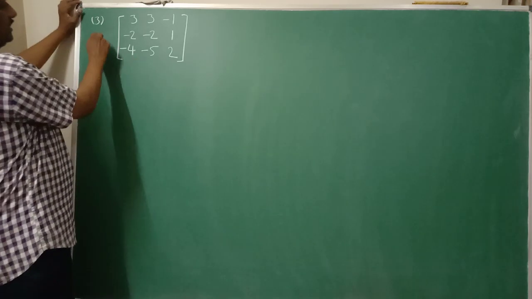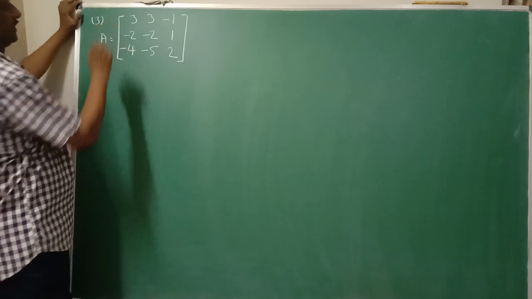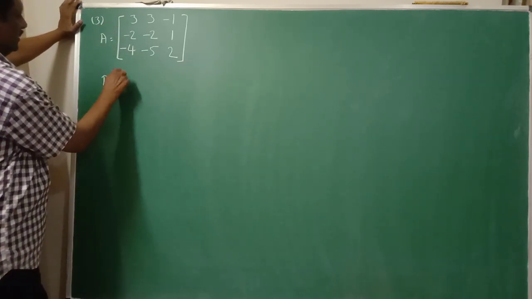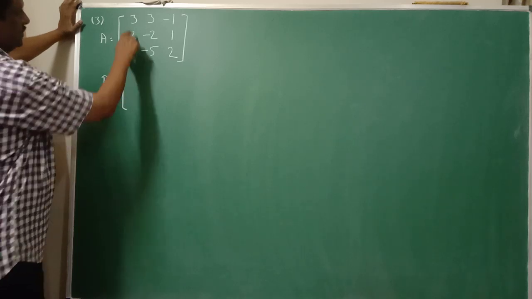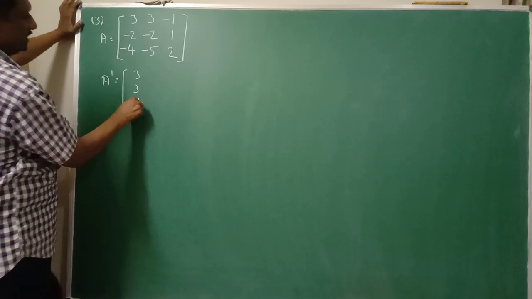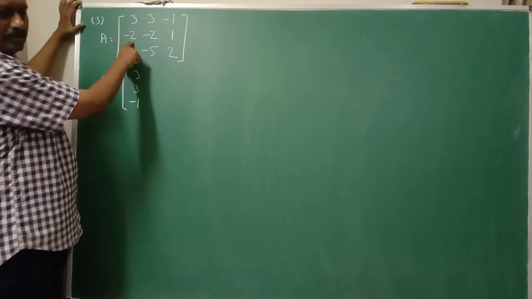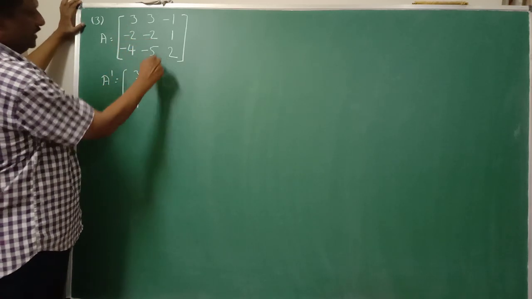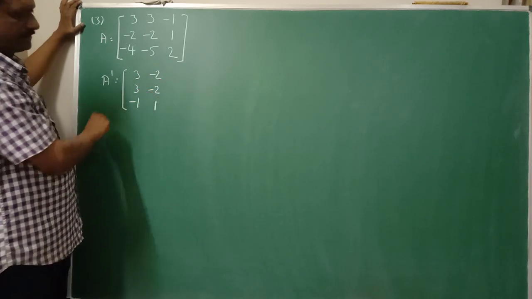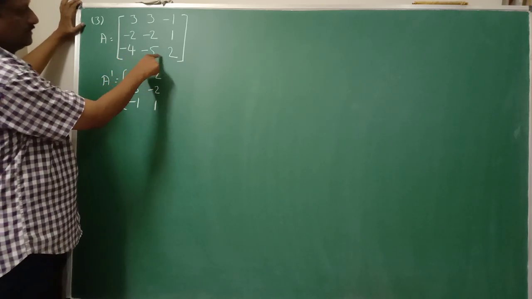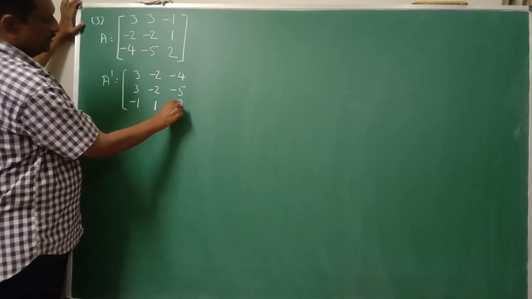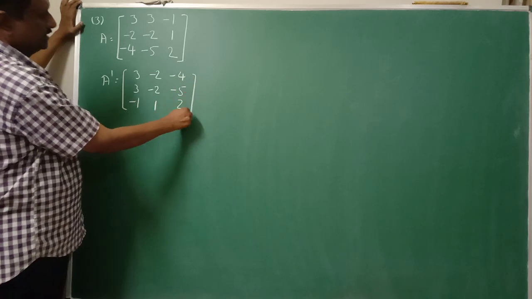Therefore, take this matrix as A. Then take its transpose. A dash is equal to 3 3 minus 1, so 3 3 minus 1 right in the column. Minus 2 1, minus 2 1 here. Minus 4 minus 5 2, minus 4 minus 5 plus 2 here. Okay, right in the column.